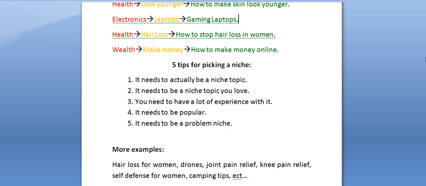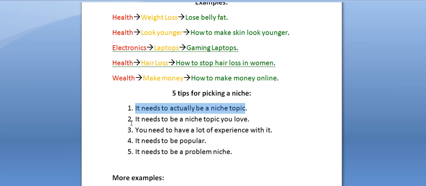Now, I have 5 tips for you guys to pick out a niche. The first is it needs to actually be a niche topic. So, in other words, make sure that it's in the green. Second is it needs to be a niche topic that you love. I see a lot of people make this mistake in which they enter into something like weight loss or health or this and that.